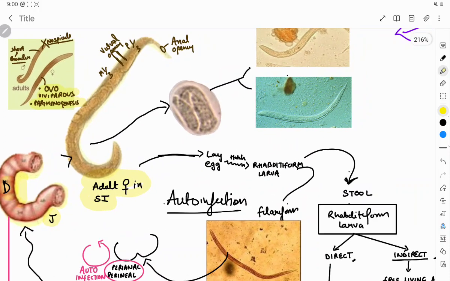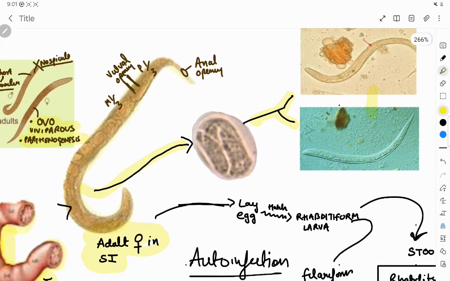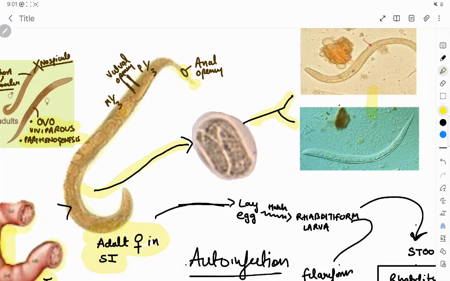So this worm is ovoviviparous, meaning this worm is going to lay eggs, and these eggs are going to hatch within the worm itself into a rhabditiform larva, and this is why it is known as ovoviviparous. Now some classical things about this worm are that it has the anal opening at the caudal end, ventrally, and the caudal end is pointed. In the middle third to posterior third of this worm we have the vulval opening. These 2 points we must note.